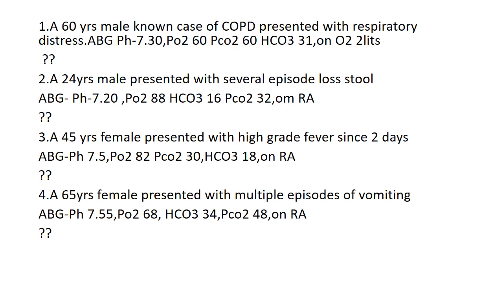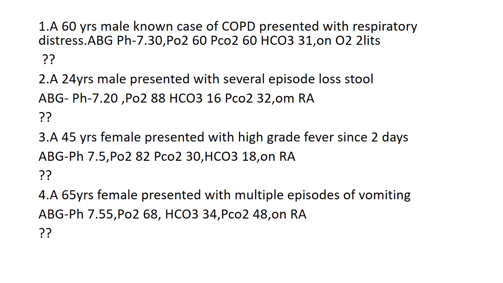Next, we have another case of a 24 years old male presented with several episodes of diarrhea. Again, we did an ABG. We found that the pH is again less, 7.2, so this is also acidosis. Again, we will see the CO2 and bicarbonate. Here bicarbonate is less than 24, so it is going towards the acidotic side, right? But PCO2 is also less, so it is going towards the alkalotic side. So the pH is matching with the bicarbonate. The primary problem is metabolic acidosis, along with respiratory alkalosis. Got it? And the PO2 is 88, it is normal, so oxygenation status is normal.